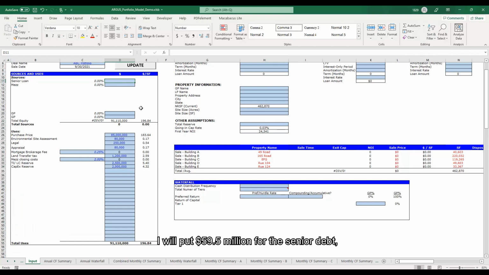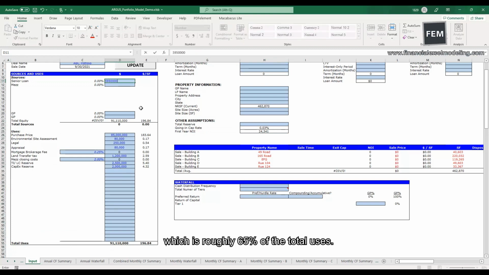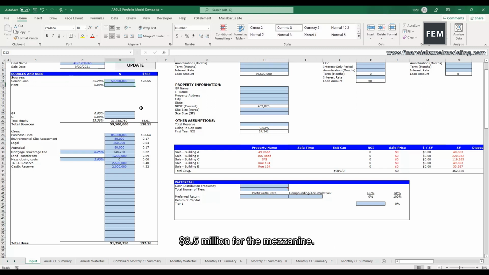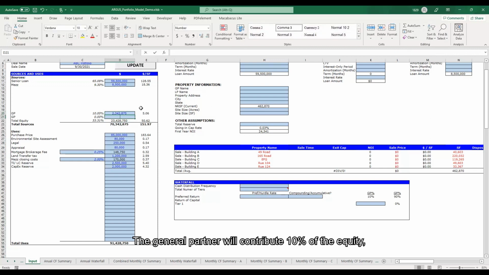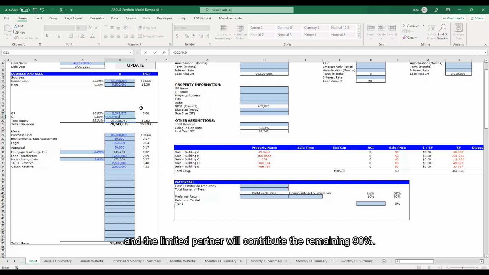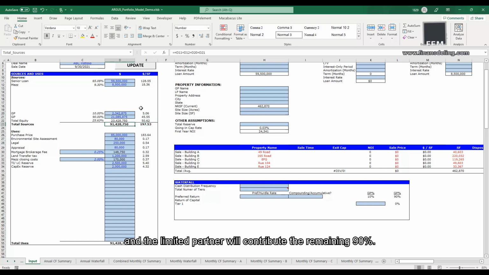I will put $59.5 million for the senior debt, which is roughly 65% of the total uses. $8.5 million for the mezzanine. This leaves us total equity of $23 million. The general partner will contribute 10% of the equity, and the limited partner will contribute the remaining 90%.